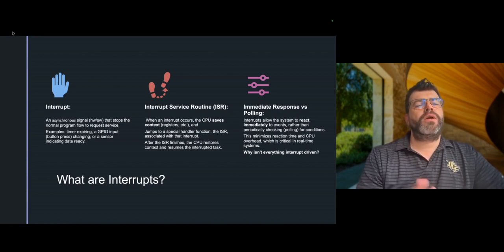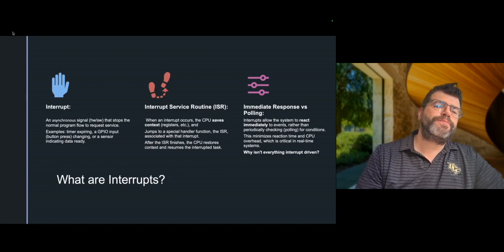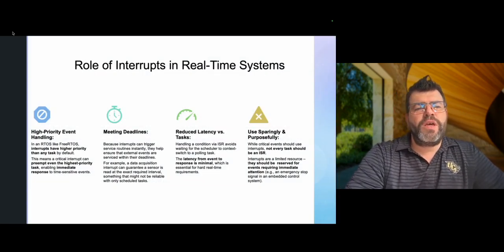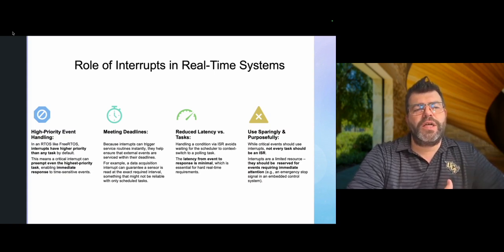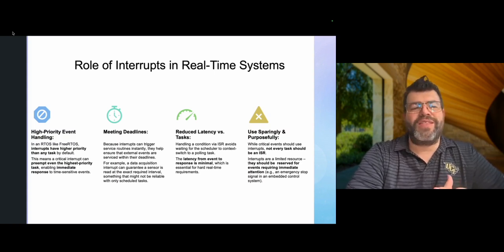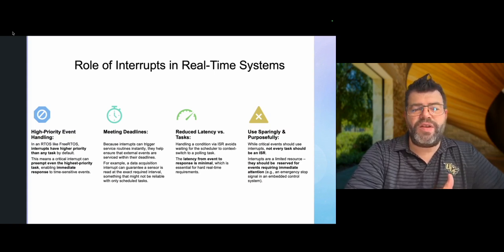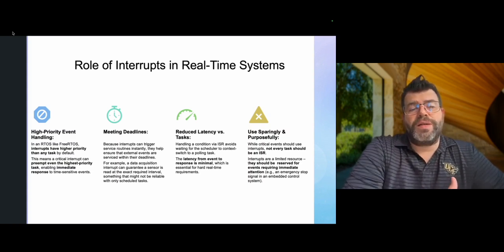All right, question that you should be thinking about at this point is, why isn't everything interrupt driven? So what is the role of an interrupt in a real-time system? So I've already said it a handful of times. They handle high priority events. So you could think of interrupts having a higher priority than any task by default. So it means that if you have an interrupt, it can preempt even the highest priority task so that you get an immediate response. All right.